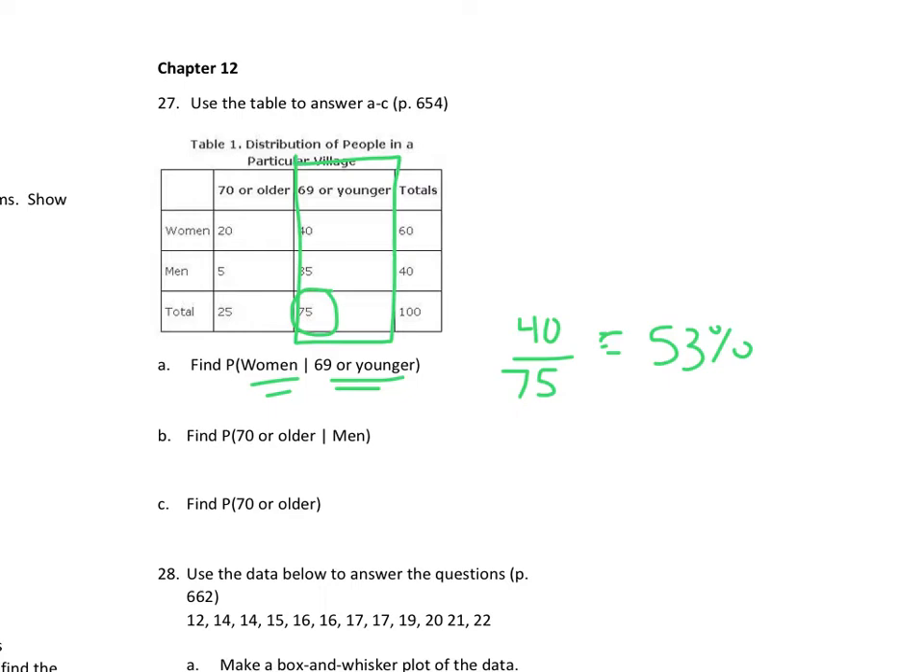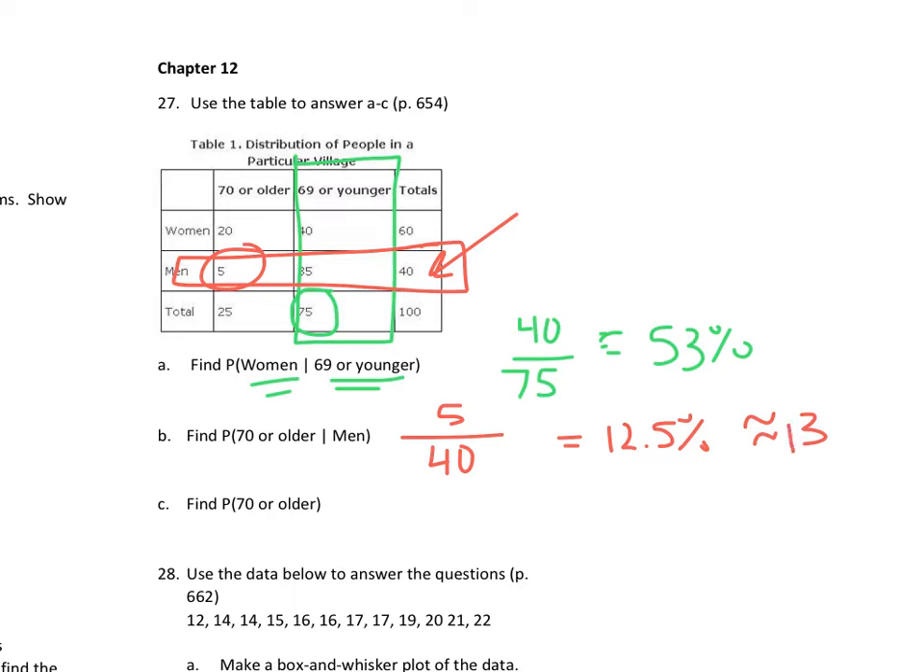The second one is find P of 70 or older, given it's male. So look at the males. The total number of males is 40, so that's going to be your denominator. Now of those males, how many are 70 or older? That's 5. So 5 divided by 40 is equal to 12.5%, and to the nearest percent, it would be approximately 13%.